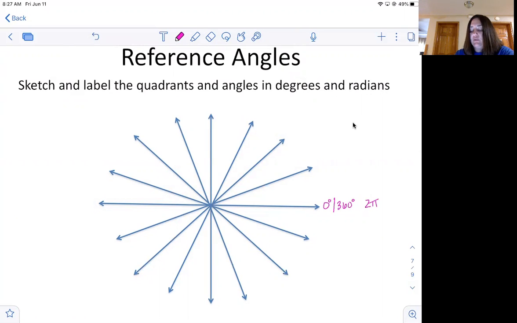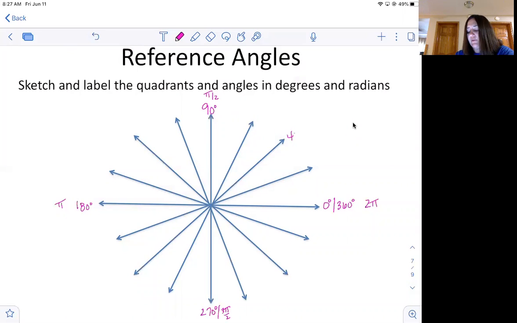Now I'm going to go ahead and do our quadrantals. So we have 90. Remember that's also pi over 2. 180, which is pi. 270, which is 3 pi over 2. And so we have all of our quadrantal angles labeled. Now, I'm going to do the middle one.